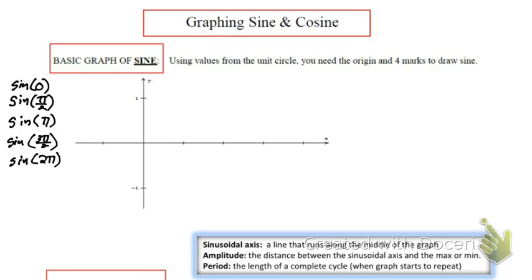Well, who can tell me what the sine of 0 is? What is the sine of 0? Liv? 0. What's the sine of pi over 2? Some besides Liv. Yeah, 1. And then the sine of pi is actually 0. The sine of 3 pi over 2 is negative 1. And finally, the sine of 2 pi is 0.